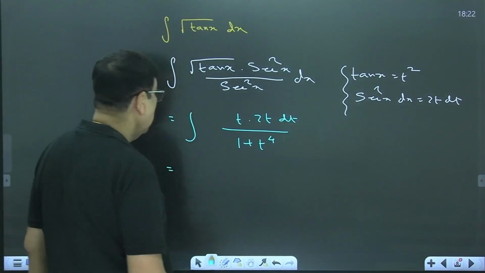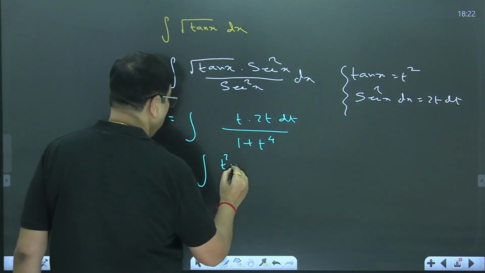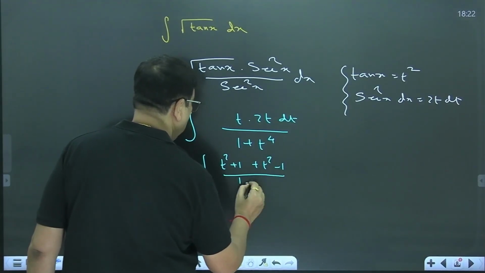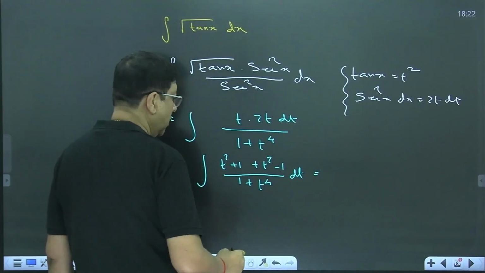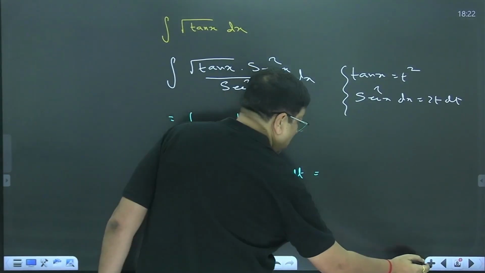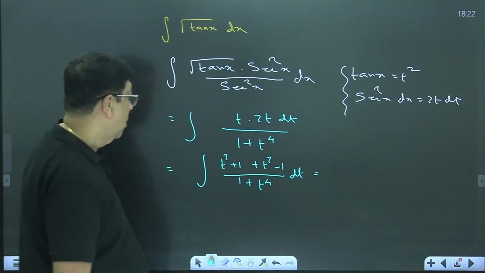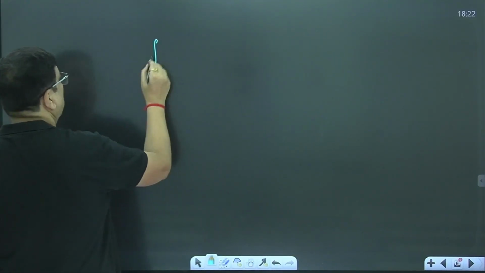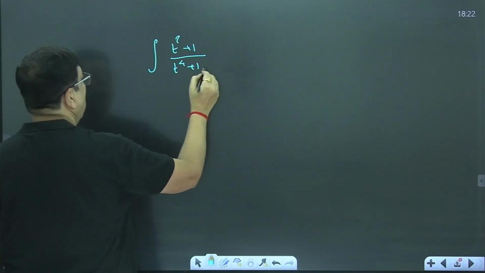So what to do here? That is 2t square. So I can write here (t square plus 1 plus t square minus 1) divided by (1 plus t to the power 4) dt. I am separating this. Let us do this in the next page. What will we do now? I am writing the same step: (t square plus 1) by (t to the power 4 plus 1).